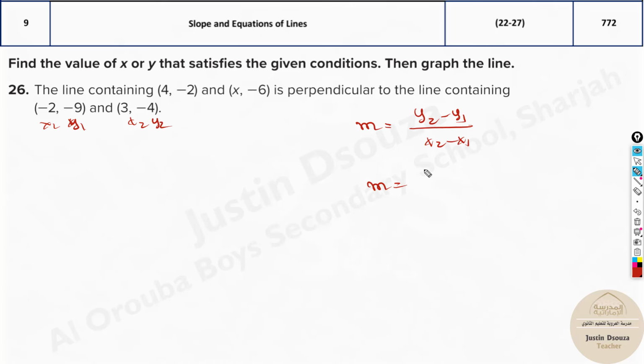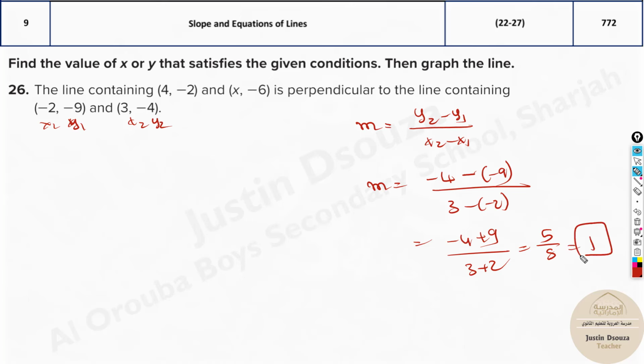Now let's substitute it over here. What is y2? It's negative 4. You can interchange this, it's fine, doesn't matter. Minus 4 minus of negative 9 divided by x2 is 3 minus of minus 2. Now here, you can just put it in the calculator, you get the answer directly. Or let's just solve it up over here, plus 2. So it is 5 by 5. The answer is 1. So now the reciprocal of 1 is what? 1 by 1 is 1 only. But remember, you have to add the minus sign. So the slope over here is negative 1.